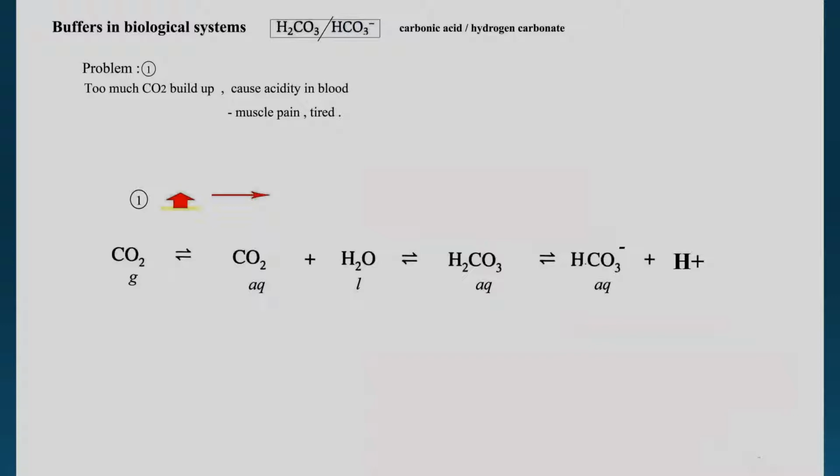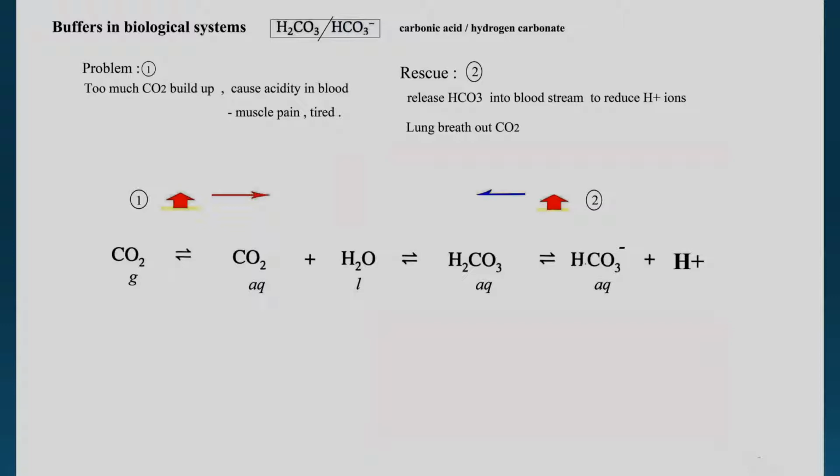So how does your body cope? Your body will release more HCO3 into your blood. When HCO3 increases, according to the Le Chatelier principle, the equilibrium will shift the opposite way. So this HCO3 will accept H plus ion as a base. So you shift the equilibrium back to become carbon dioxide gas. And then your lung can breathe out carbon dioxide to further reduce the carbon dioxide content.